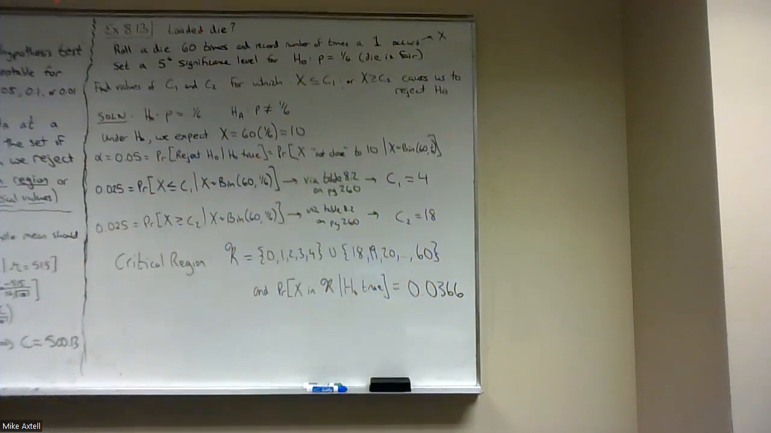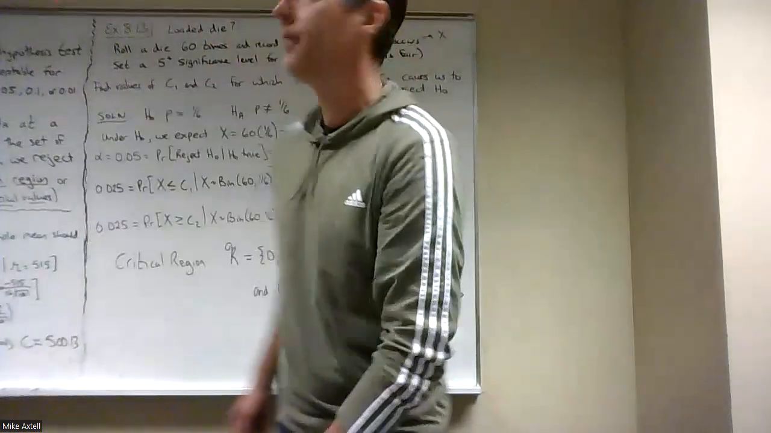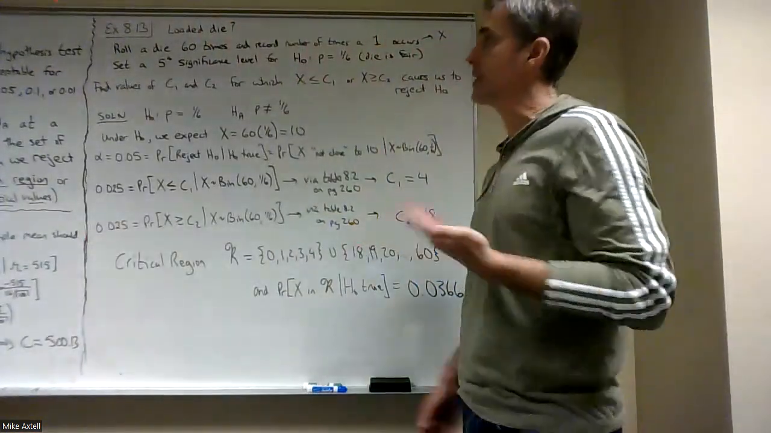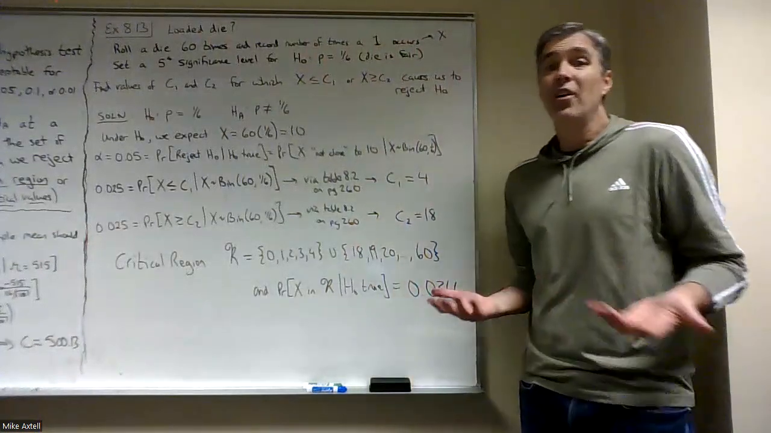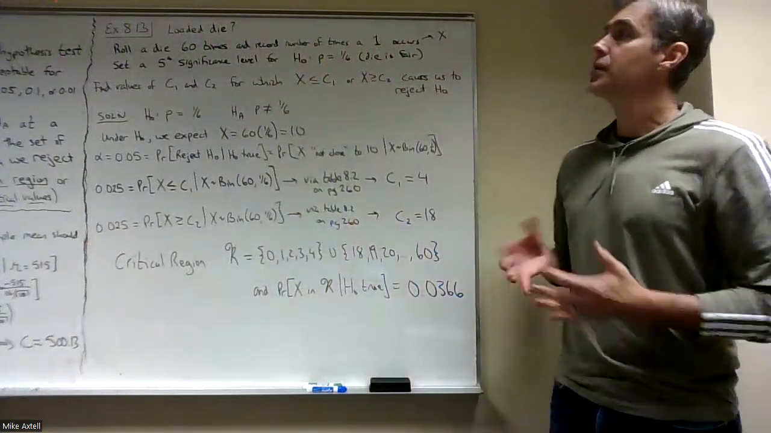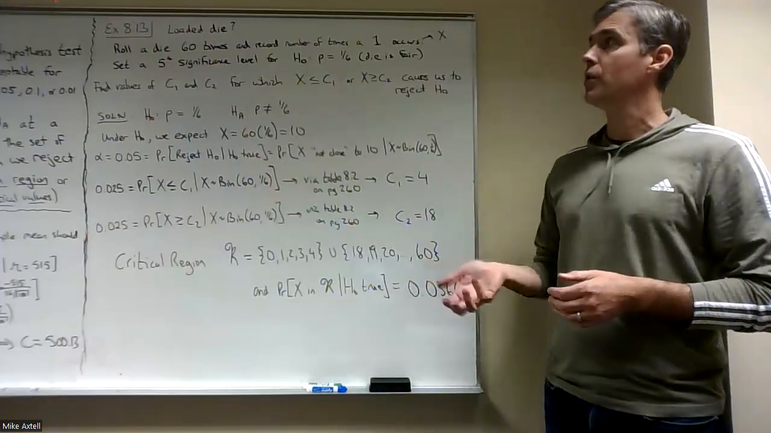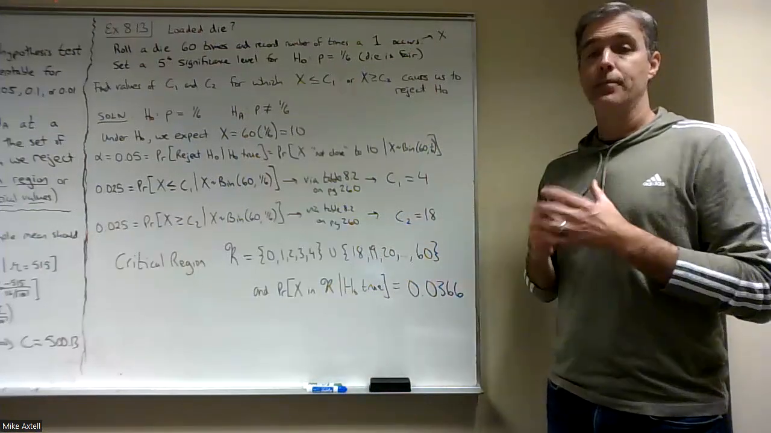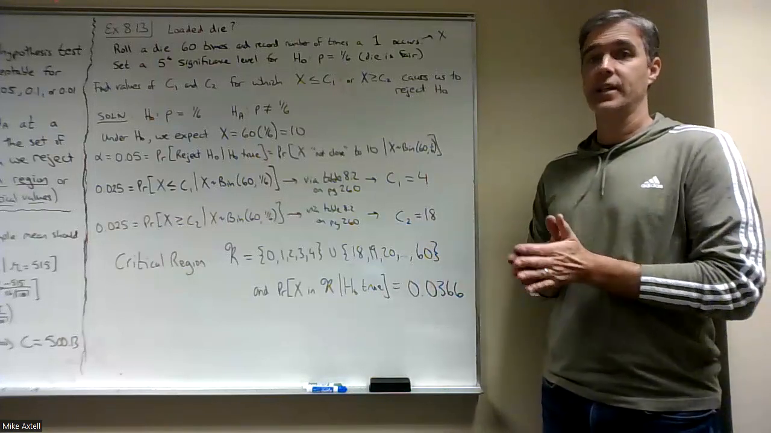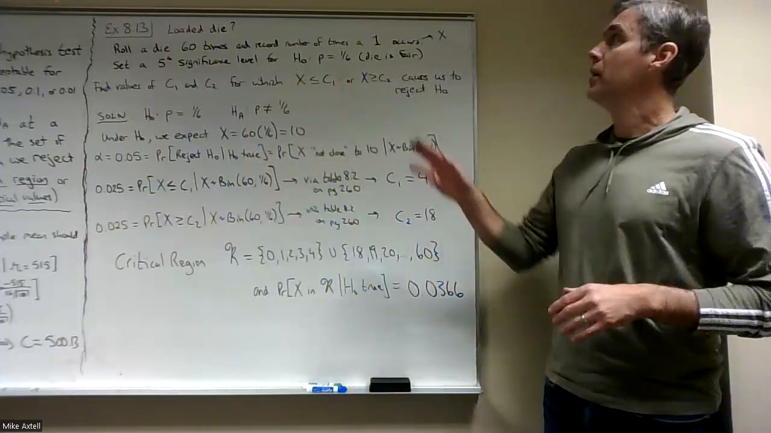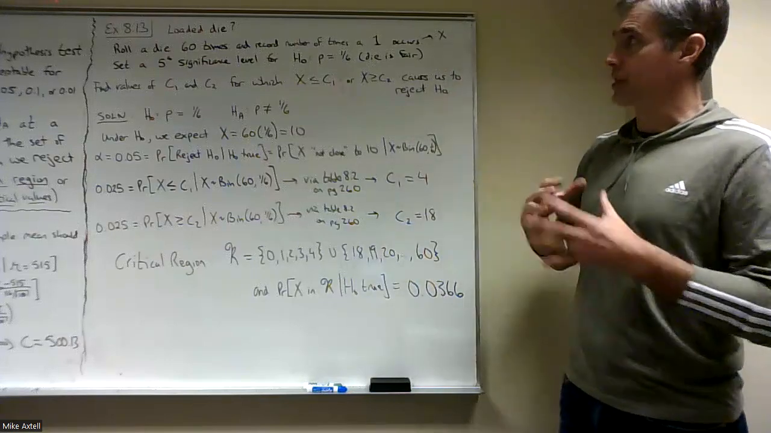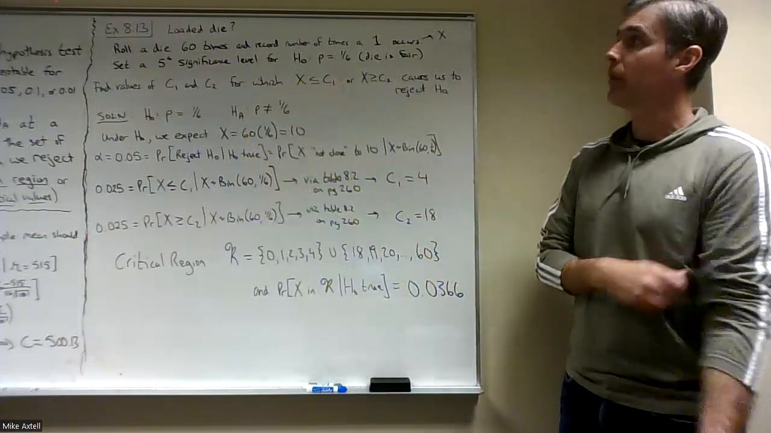All right, so in this example, we've got a six-sided die, and we want to know, is it a fair die or not? The way I'm going to decide is I'm going to roll the die 60 times, and I'm going to record the number of times I see a one. That's what I'm going to call X, the number of ones that are occurring.